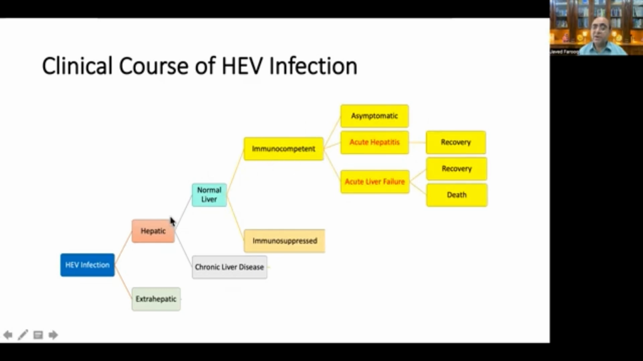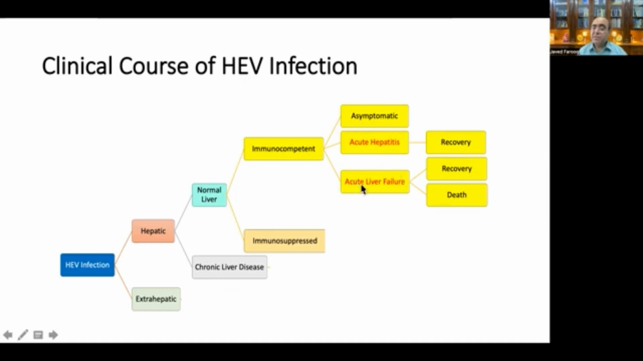If a patient has a normal liver and is immunocompetent, in most of these cases the acute hepatitis goes unnoticed and the patient recovers. But in some of these patients, it may present as acute hepatitis. And I told you that in genotype 1 and 2, almost 16% of these patients present as acute hepatitis. In genotype 3 and 4, only 2% of them present as acute hepatitis. And most of these patients recover.